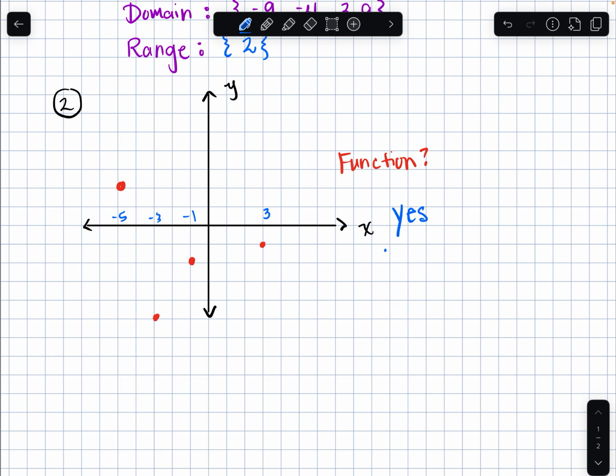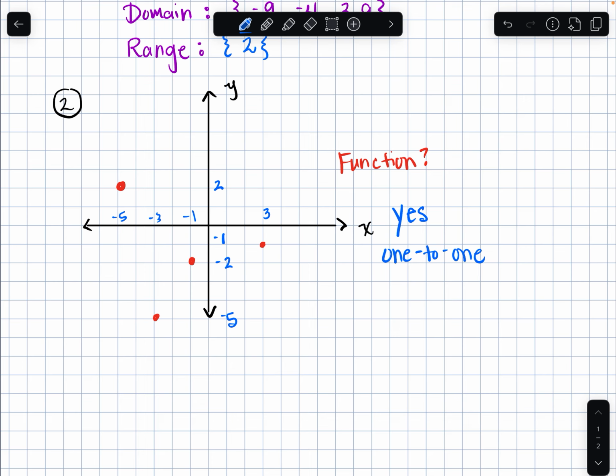This one also happens to be 1 to 1. Remember, 1 to 1 means that none of the y values repeat either, right? Because here, this is 2. This is -2. This is -1. And down here, we've got negative, I think it was like 5 or something. So all the y values are different as well. So this one is a function because none of the x's repeat, and it is also 1 to 1 because none of the y values repeat also. If that makes sense.